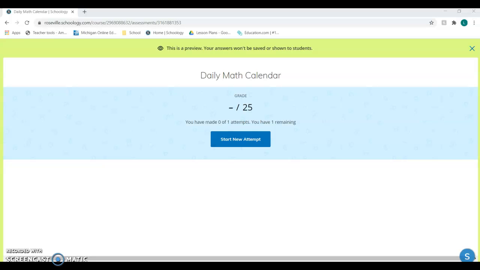Hey there everyone, I've gotten some questions about the daily math calendar and how to fill it out. So I'm going to do a quick tutorial on how to do that. I attempted writing out the directions and it turned out to be a long list that didn't make much sense, so I figured this would be easier.